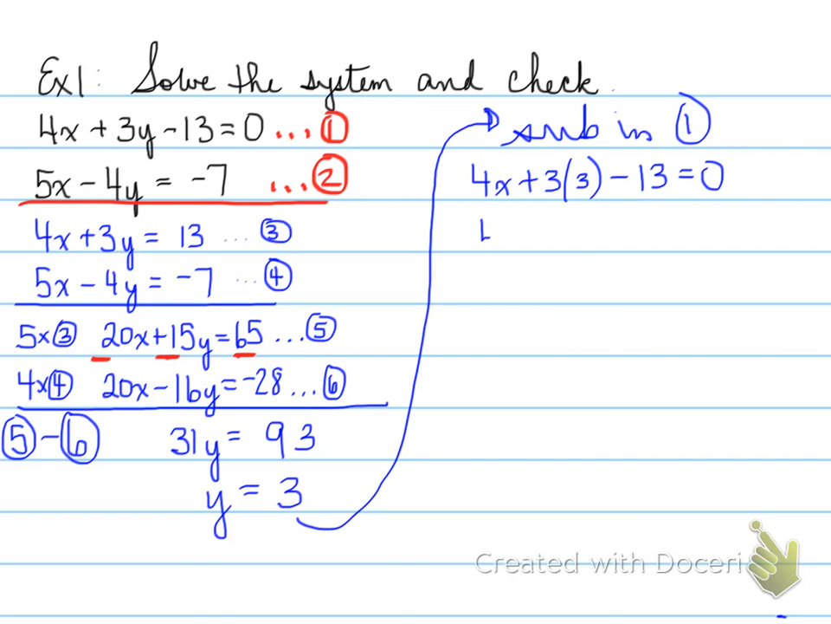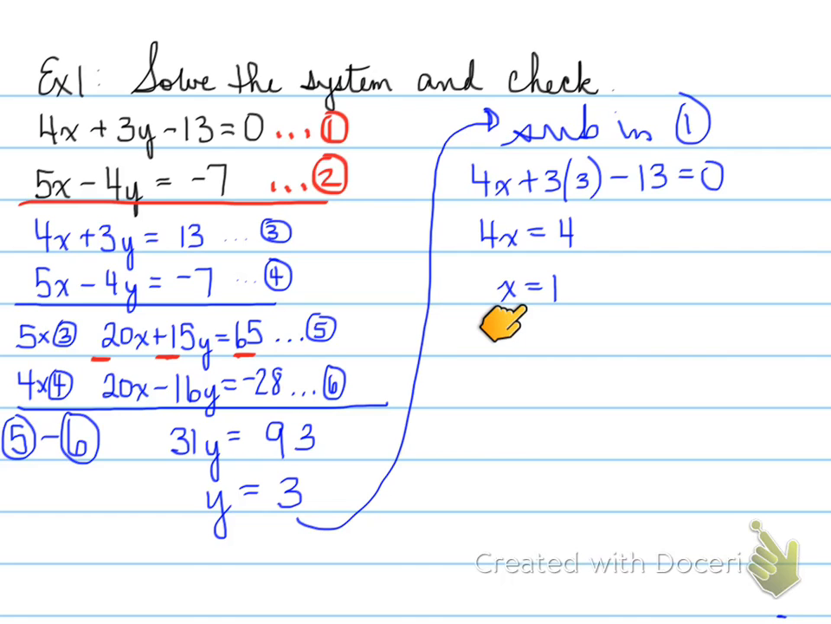4x plus 3 times 3 minus 13 equals 0. And then we simplify. You get 4x is equal to 4 and x is equal to 1. How did I go from this line to this line, folks? Well, let's see. 3 times 3 is 9, minus 13. 9 minus 13 is negative 4. And we bring it over to the other side, it becomes positive 4. So 4x is equal to 4. That means x is equal to 1.